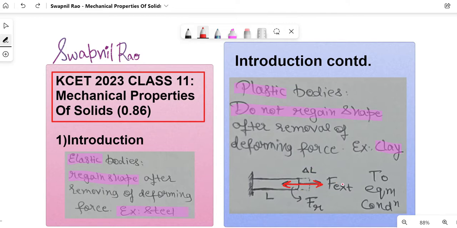So when you remove the external force, it regains its shape due to the restoring force. You can call it restoring force, that's why FR, and it moves back to its equilibrium condition. So that would be the introduction to it.